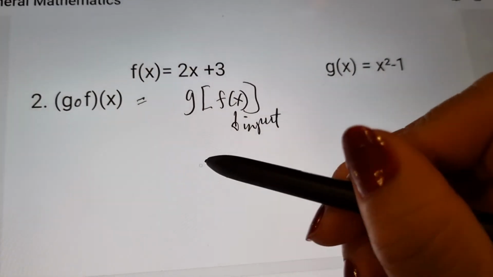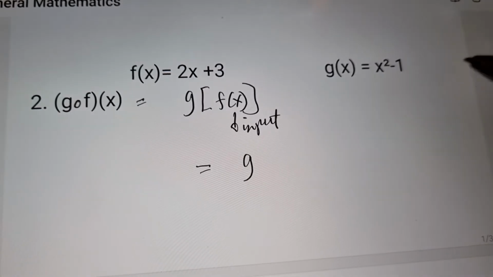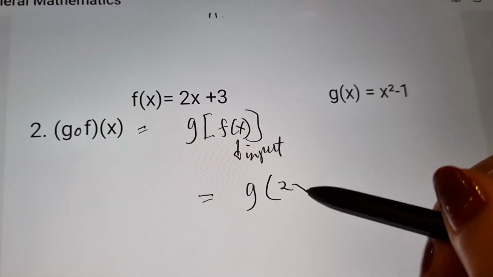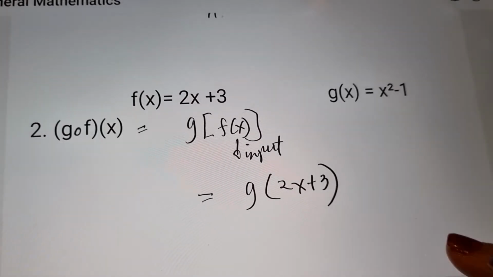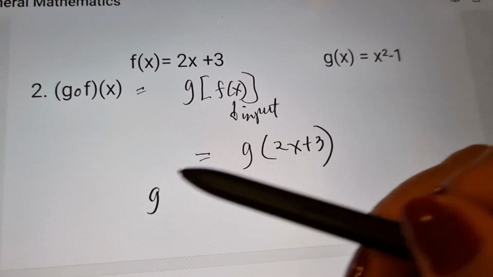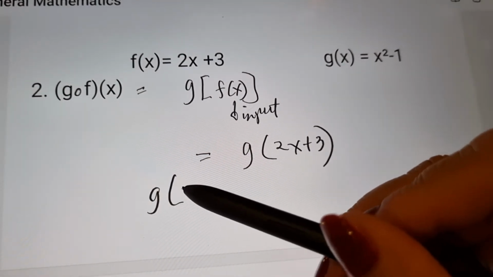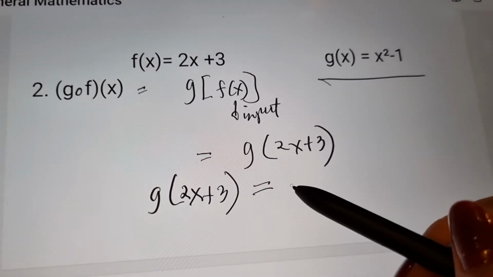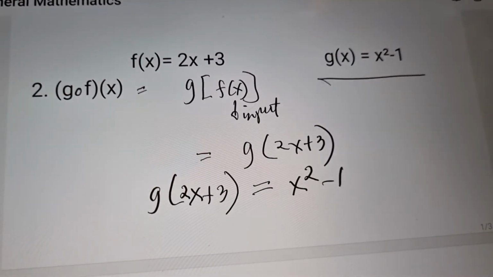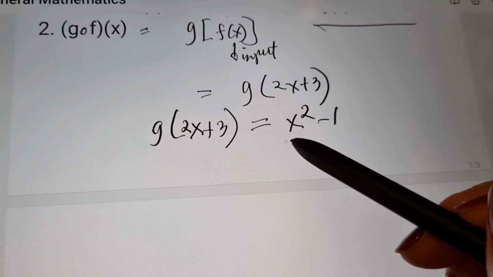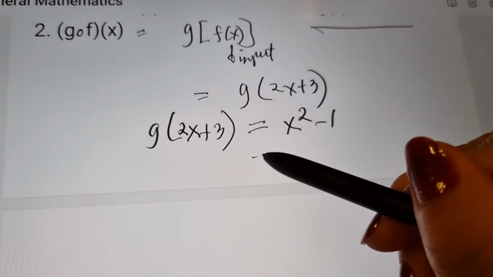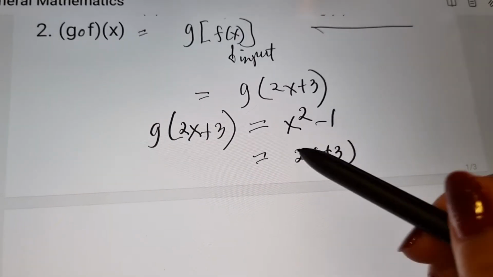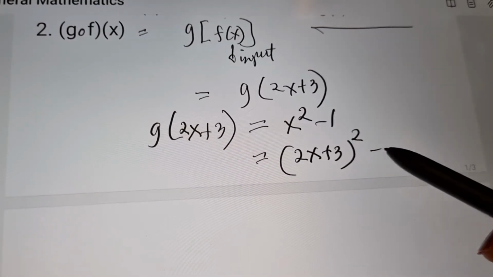Okay, so now we have g, and what is f of x? f of x is equal to 2x plus 3. So it means now that we're going to evaluate g of x, wherein the input now is 2x plus 3. And what is our g of x? That is x squared minus 1. So now, instead of writing x, we're going to substitute that with 2x plus 3. So we have 2x plus 3 squared, because this is squared, then minus 1.